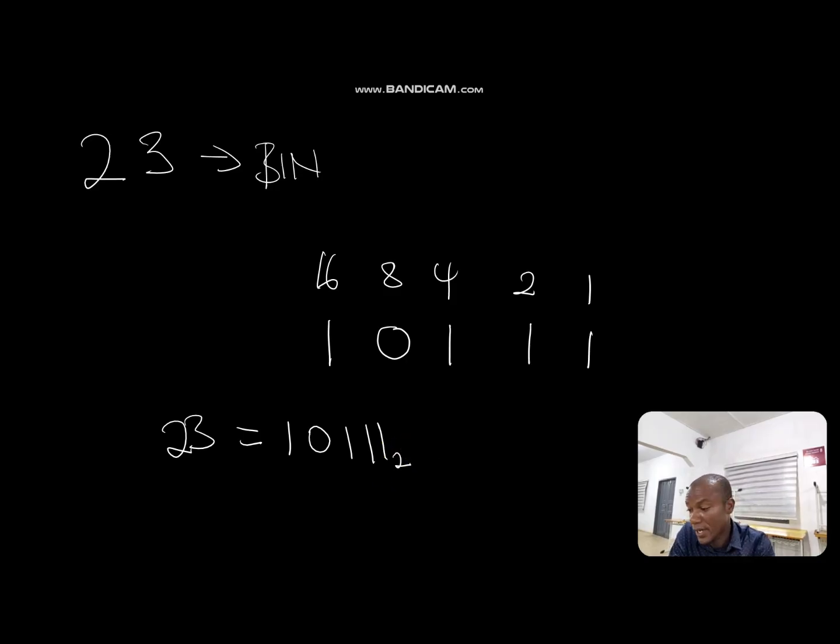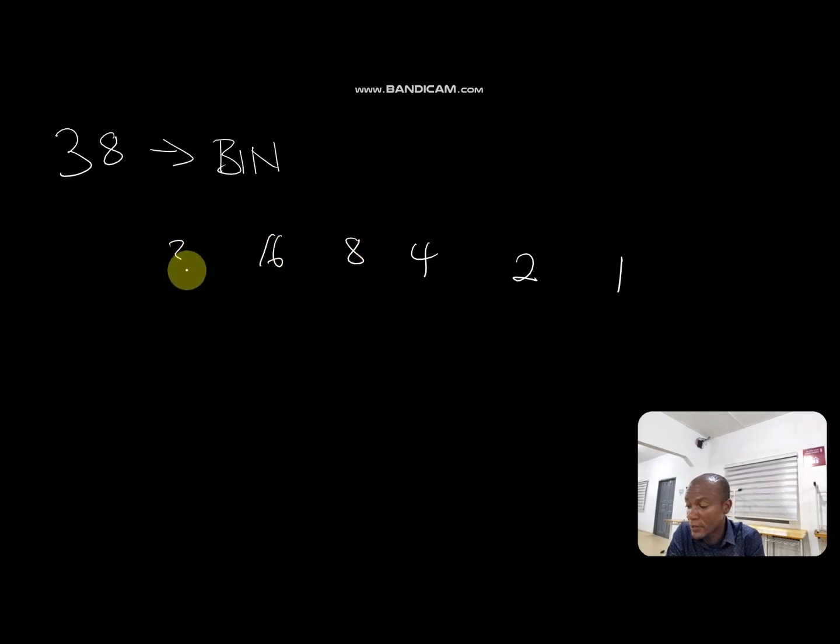Now let's try another one. You can pause the video, then you also try it. So let's try another one. 38 as a decimal, and we want to change it to binary or base 2. So 1, 2, 4, 8, 16, 32. So 38 is within 6 bits. So from here we can get our answer.